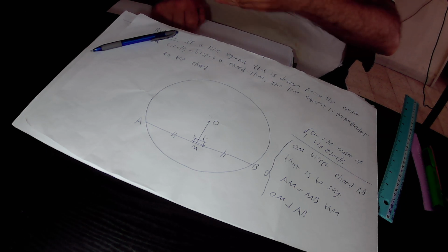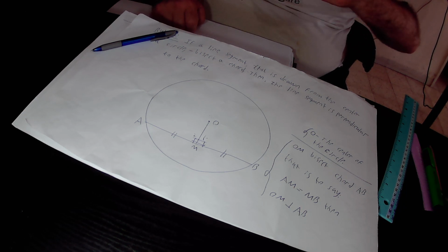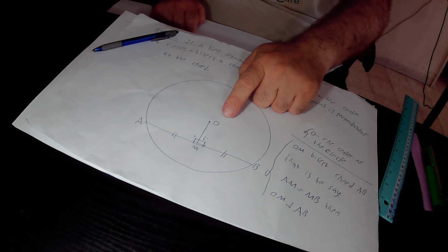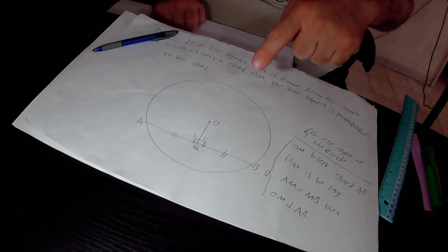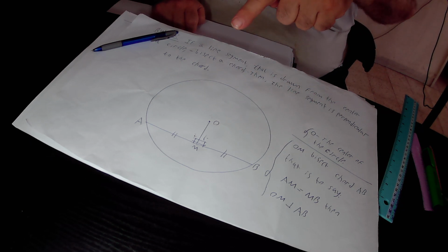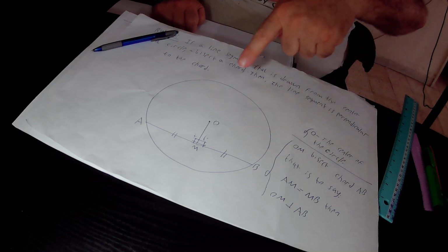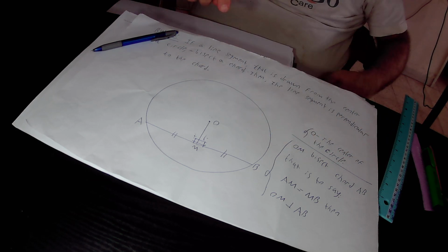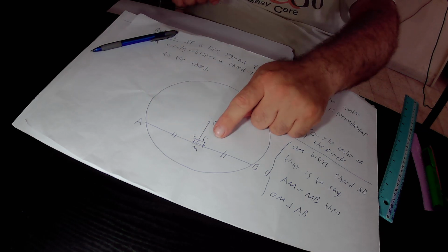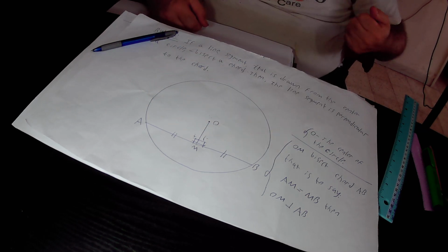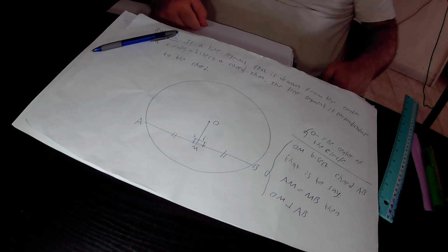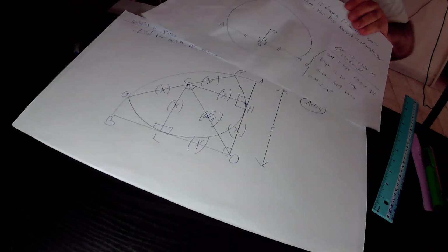And therefore, according to rule 7, line segment OM, drawn from the center of the circle and bisecting chord AB, will also be perpendicular to chord AB. If OM is perpendicular to AB, it means that this angle equals 90 degrees and this angle also equals 90 degrees according to rule 7. So we can actually implement rule 7 in our drawing.